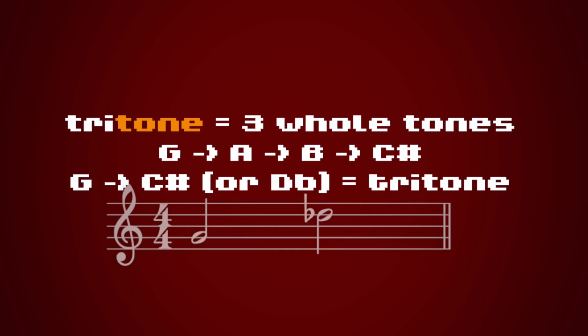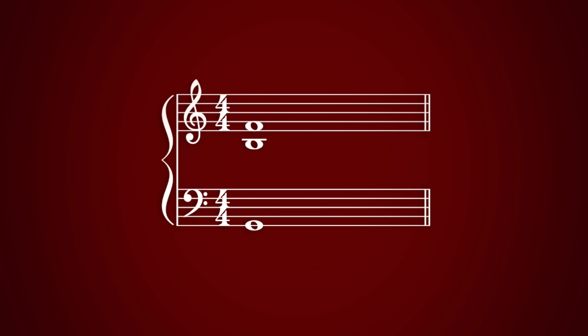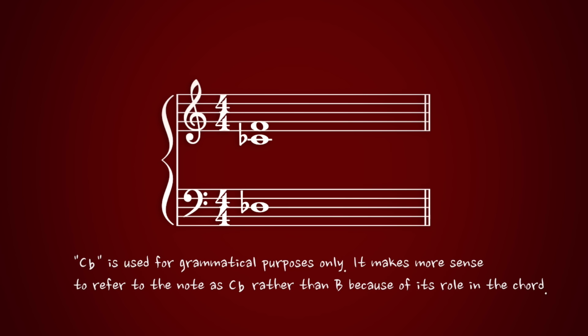So a tritone away from G is C sharp, or D flat. Let's move G up to D flat and rename B to C flat. We have a D flat 7 chord. C flat, or B, and F are still a part of this chord.